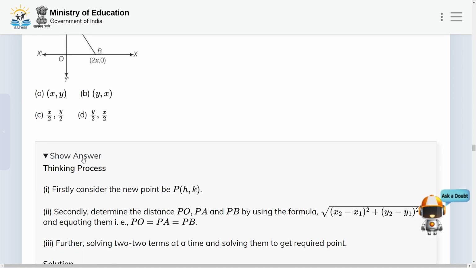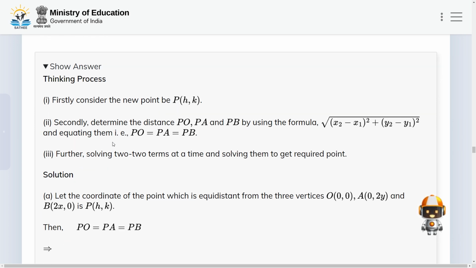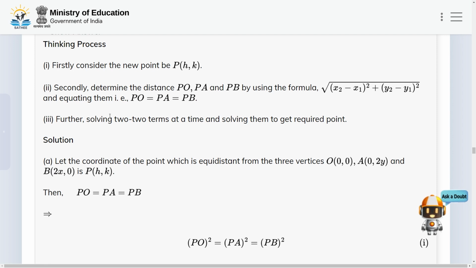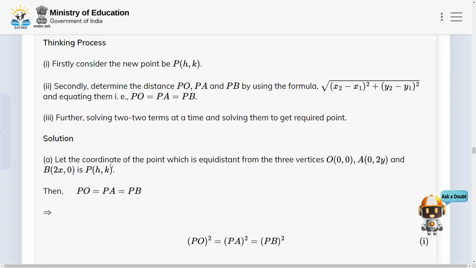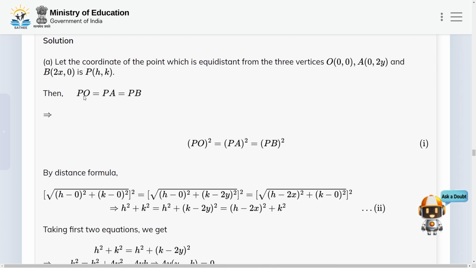Firstly, consider the point equidistant from the three vertices as P(h, k), and secondly we can use the distance formula, and further solve two equations at a time to get the required point. So we let the point which is equidistant from the three vertices O(0, 0), A(0, 2y), and B(2x, 0) be P(h, k). Then PO = PA = PB, so it implies PO square equals PA square equals PB square.